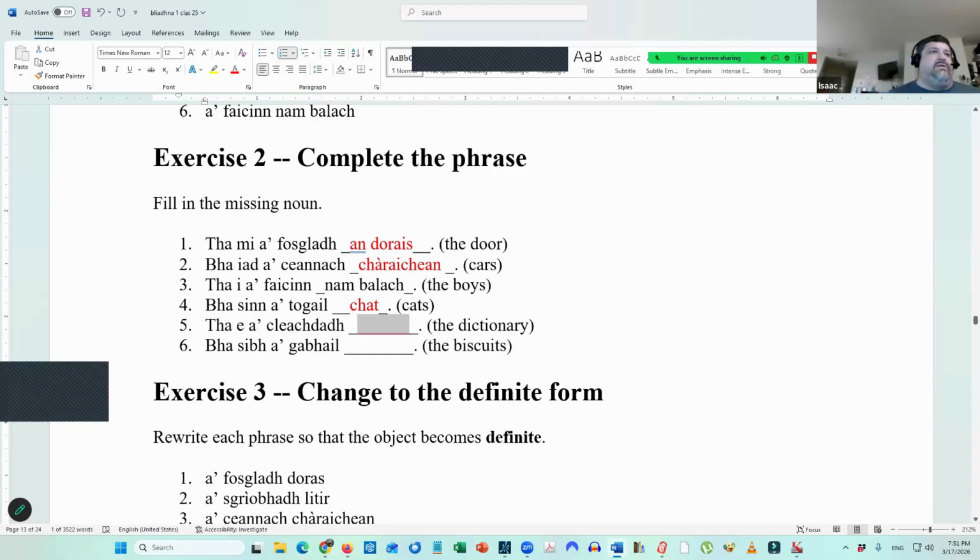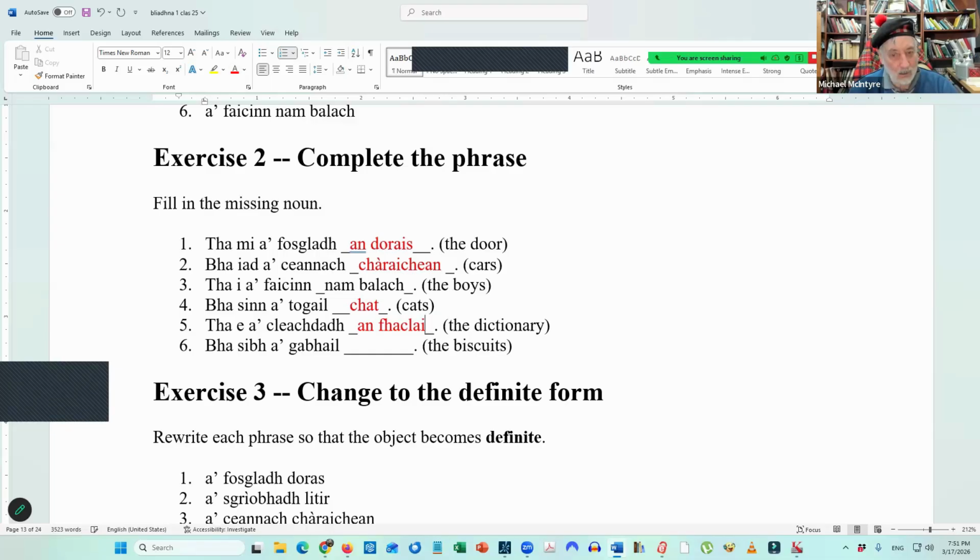An Akler. Yeah, an Akler. Vashinagal, the biscuits, the biscuits.